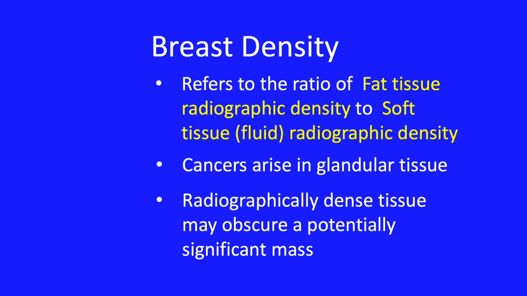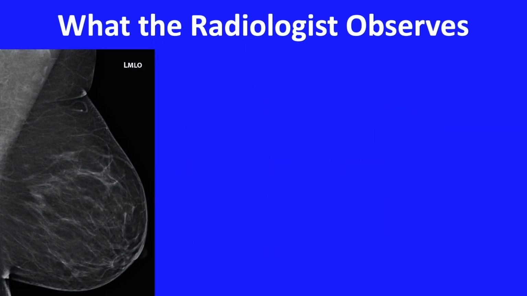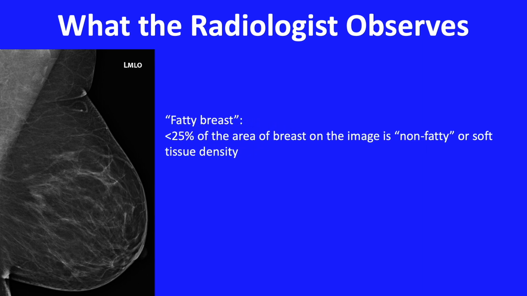Let's examine how different breasts will appear in mammography. Here's an image of a breast considered to be a fatty breast. Less than 25% of the area of the breast on the image is non-fatty or soft tissue density. The radiographic density seen on mammography does not correlate well with the texture of the breast on physical exam.